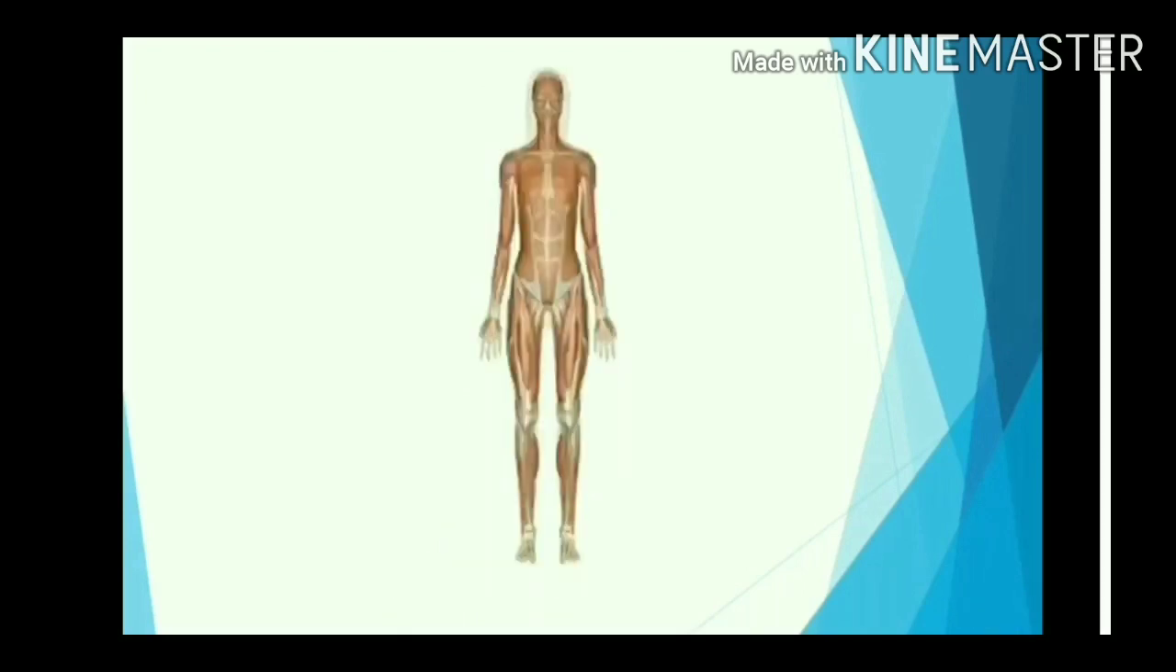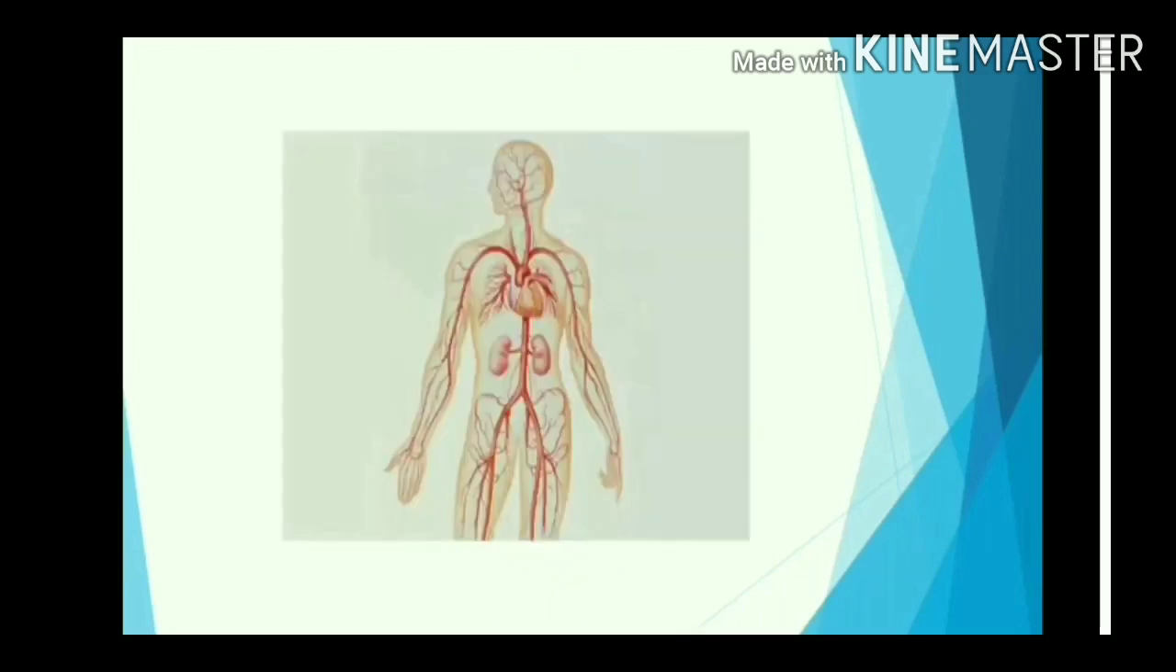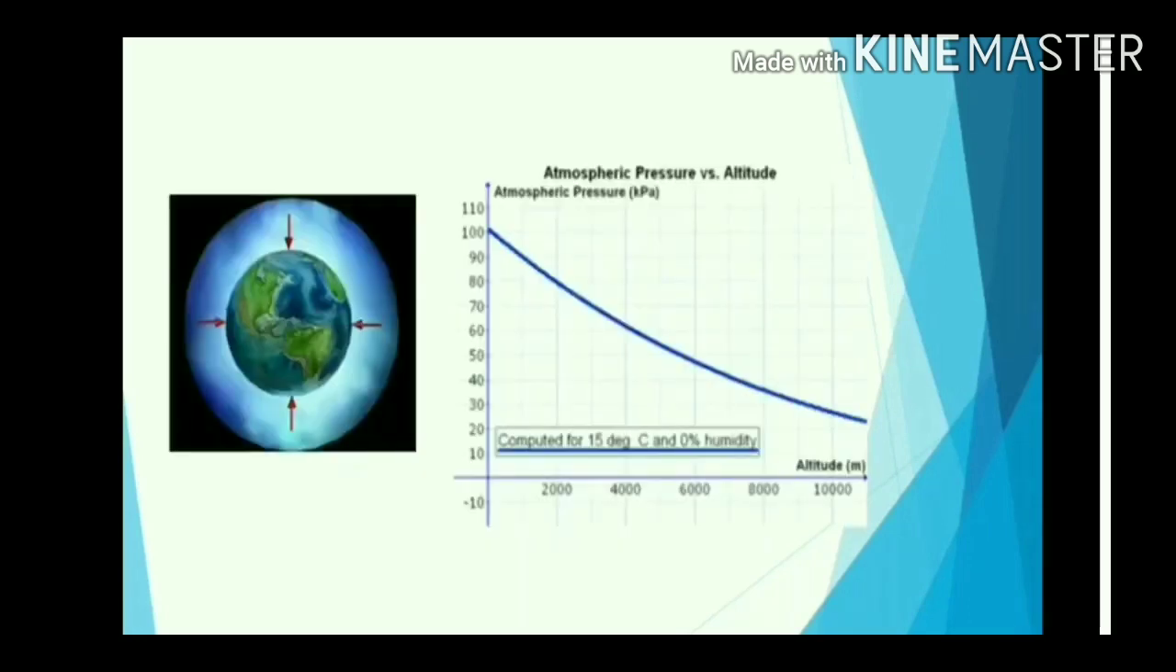However, the cavities in our body are also filled with air, and arteries and veins are filled with blood. Therefore, we do not get crushed under the atmospheric pressure, as the pressure is balanced. The atmospheric pressure decreases with height from the sea level, as shown in the figure.